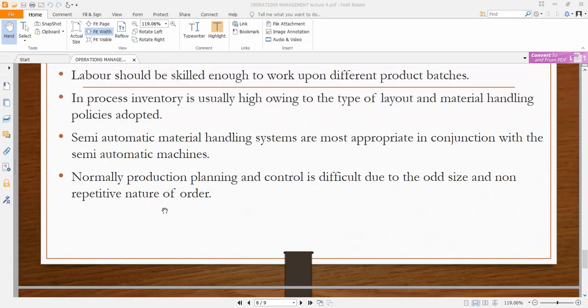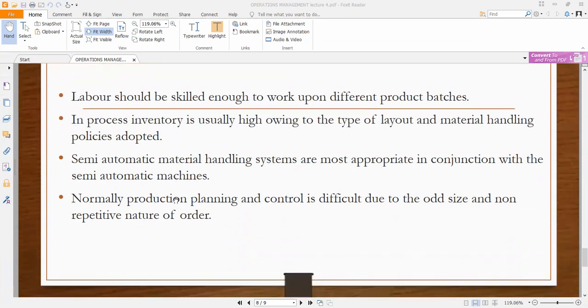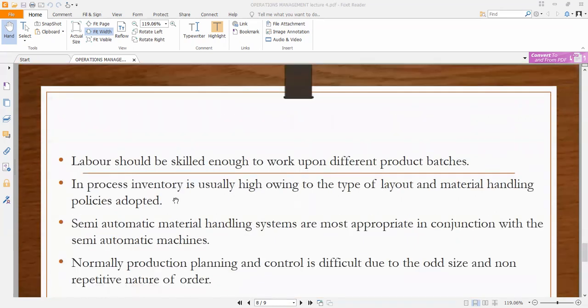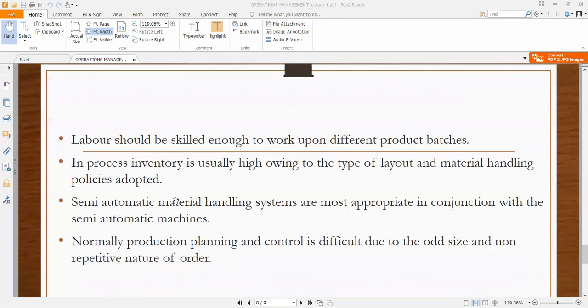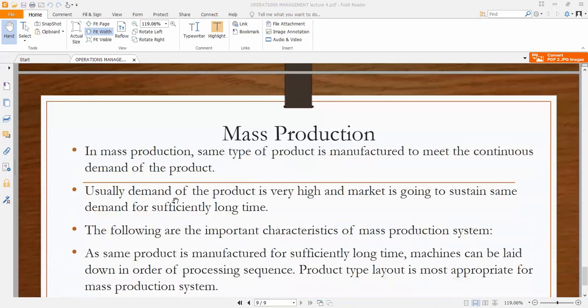Okay. Now, from this, you should be able to at least have a general understanding of what a batch system is, as well as what a job shop production system is. Then, mass production now.